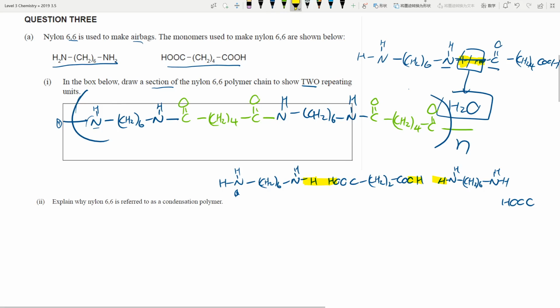You know how I told you before with the CON bond? You always cut here. You look for the CON bond, you cut here.